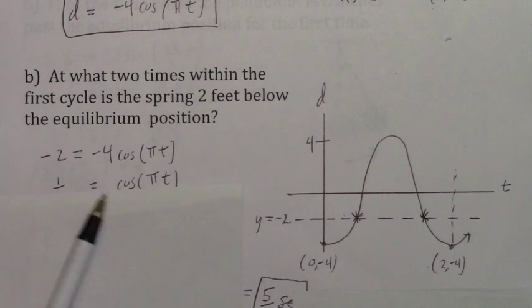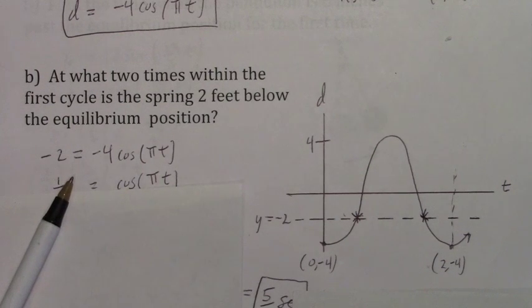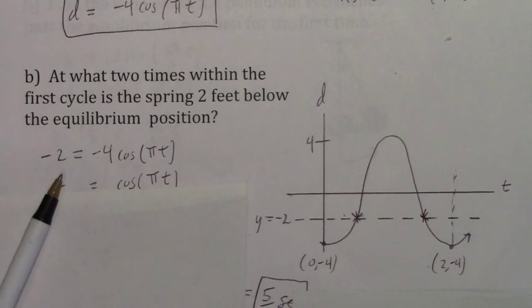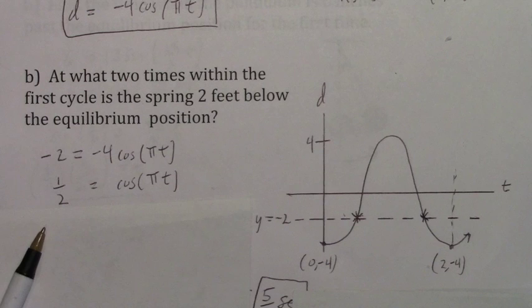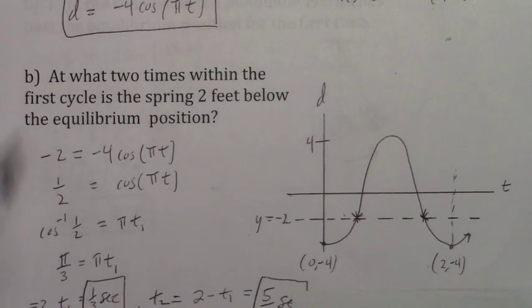So you could just set the equation equal to negative 2. You could solve it graphically, I imagine, using your graphing calculator. But you could also set the equation equal to negative 2, divide by negative 4. Now when you take the inverse cosine of both sides, remember the inverse cosine of 1/2 will give you the number between 0 and pi. So it's going to give you this value, pi over 3. And when you solve for t, you get t equals 1/3 seconds.